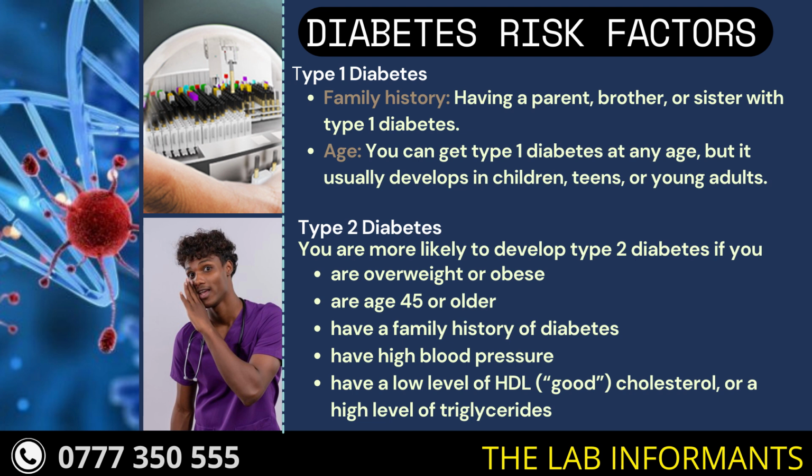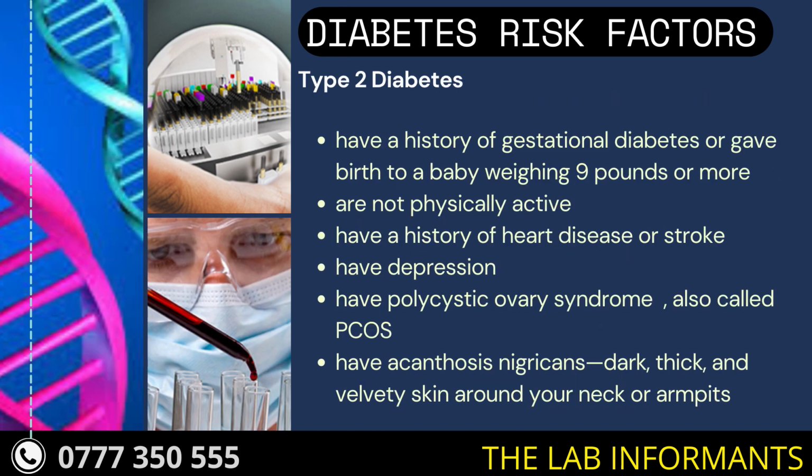And remember, as I said before, type 2 diabetes is usually associated with lifestyle changes. Therefore, being overweight or obese, being 45 years or older, having a family history of diabetes, having high blood pressure, a low level of HDL, which is good cholesterol, or a high level of triglycerides, having a history of gestational diabetes, which is diabetes in pregnancy, or if you have ever given birth to a baby weighing 9 pounds or more, if you are not physically active, having a history of heart disease or stroke, having depression, if you have ever had polycystic ovary syndrome, or having dark, thick, and velvety skin around your neck or armpits, a condition known as acanthosis nigricans, are risk factors of type 2 diabetes.